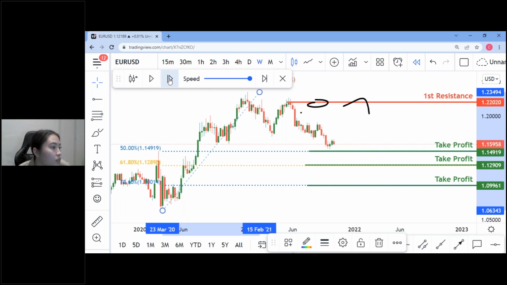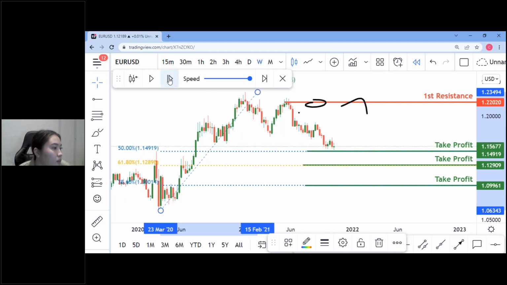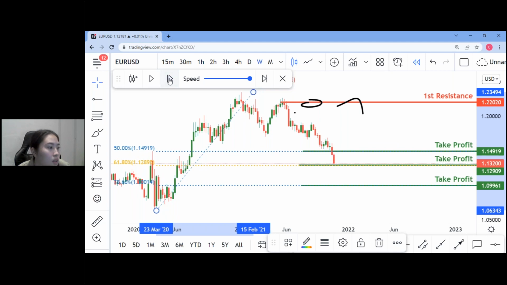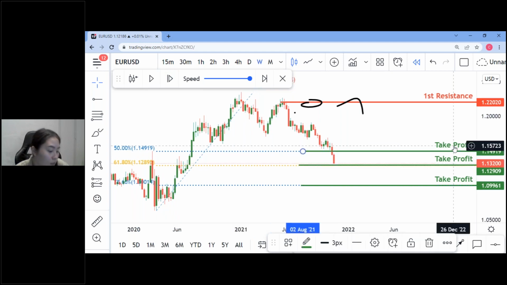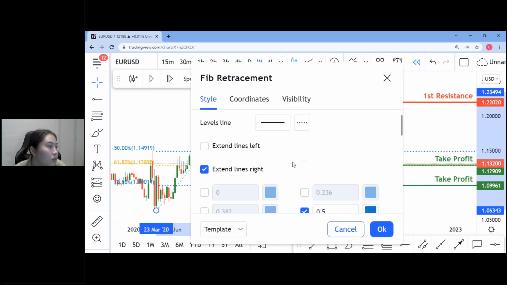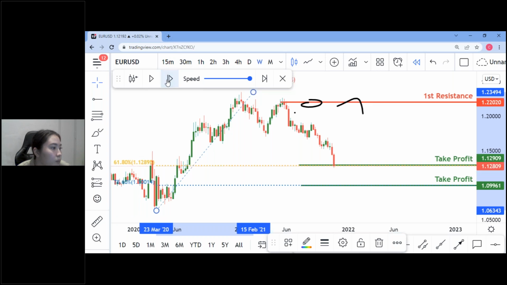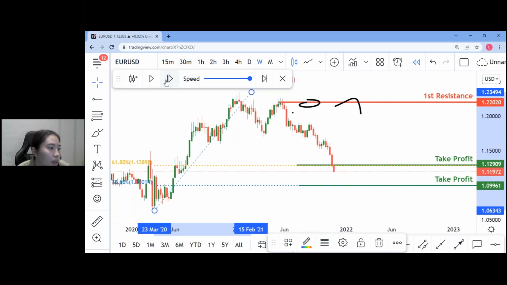Okay, so at the 50%, it broke the 50% as well. So you wouldn't have gotten in for the buy at the 50% as well. Okay, so now you're at the 61.8%. It broke the 61.8% again. So for those who answered 61.8%, do you still think that 61.8% is still relevant?